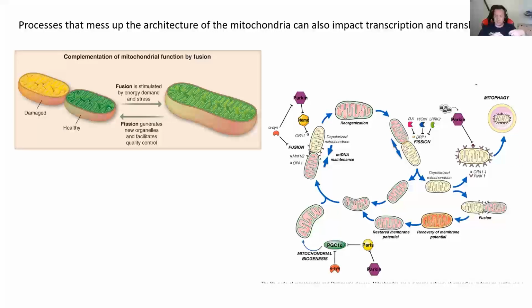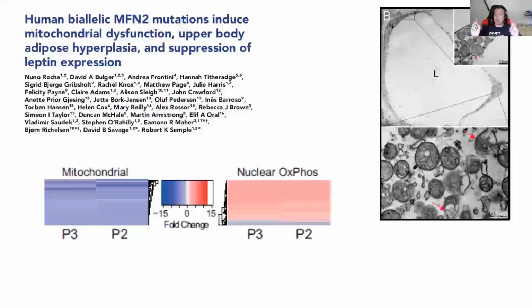So if you mess up fission or fusion, or the mitochondrial DNA gets damaged, you will lower your mitochondrial encoded transcripts. And this exact same phenomenon was seen in humans by Rob Semple and Nuno Rocha's work on mitofusin 2 mutants. What they noted when they did RNA-seq on the white fat from these patients with mitofusin 2 mutations, this white fat being located in the scapula, a kind of camel hump, was that all the mitochondrial genes involved in oxidative phosphorylation were massively downregulated, whereas all the nuclear oxidative phosphorylation ones were upregulated.